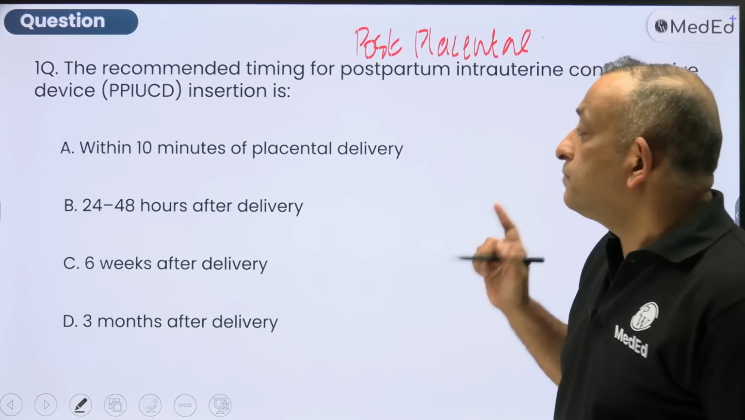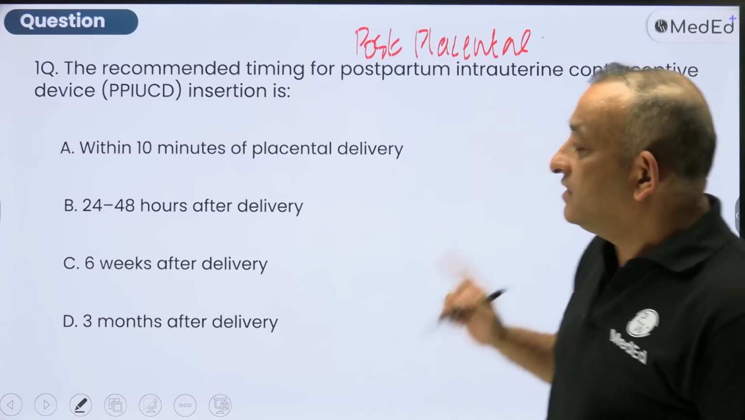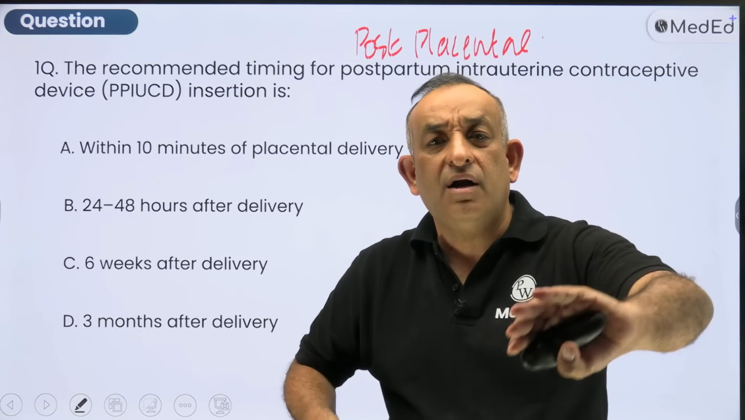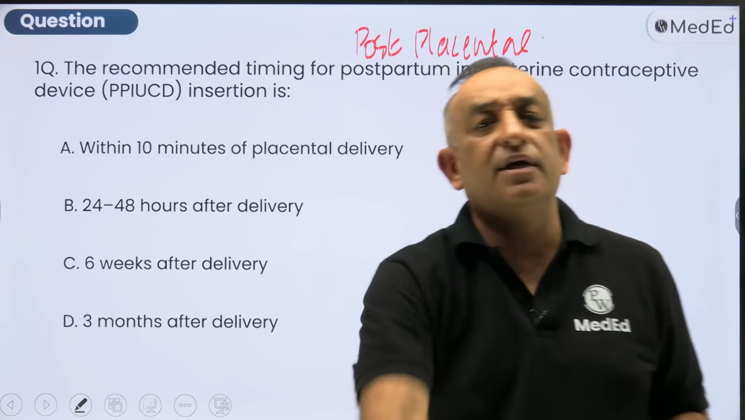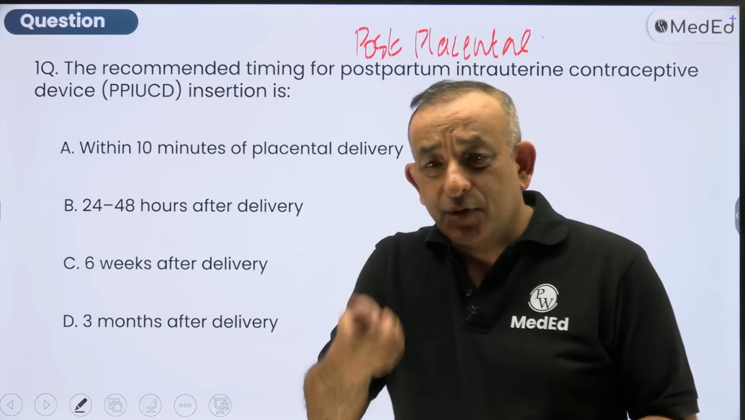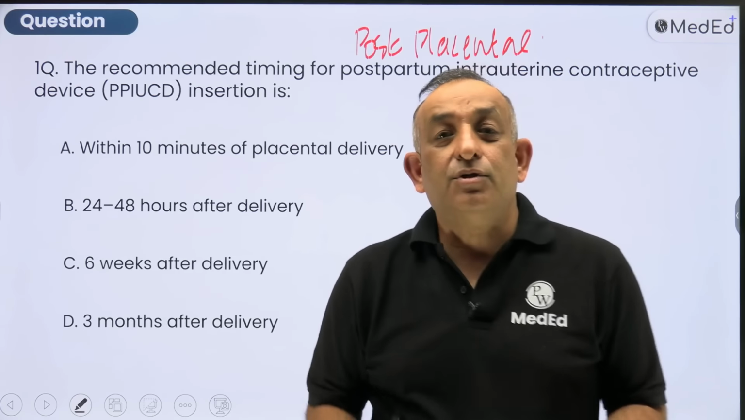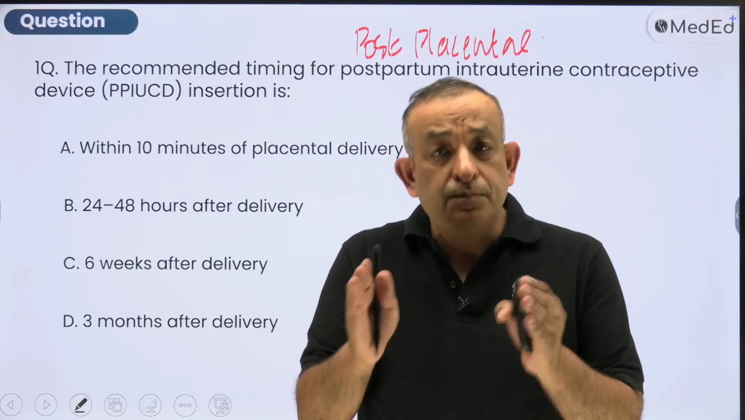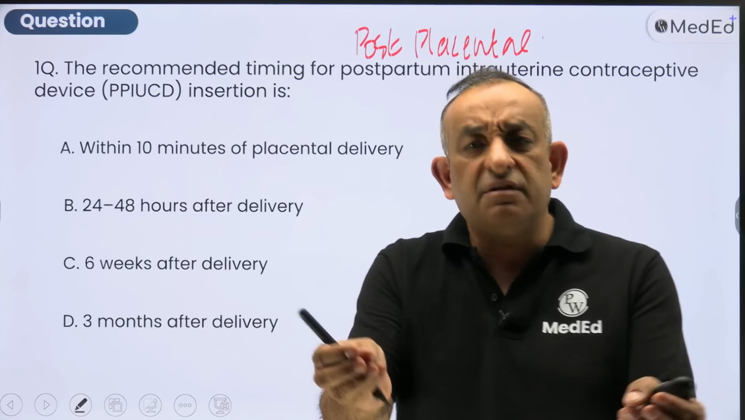Okay, so post placental IUCD, the recommended timing, you know what you have to do? You're doing a controlled cord traction, you're taking out the placenta, the moment you take out the placenta, throw in an IUCD. That's all what you have to do. Now, literally don't throw the IUCD, use a sponge holder and place it inside. So even in a cesarean, you can do the same. So post placental IUCD, mostly we do it within the first 10 minutes.